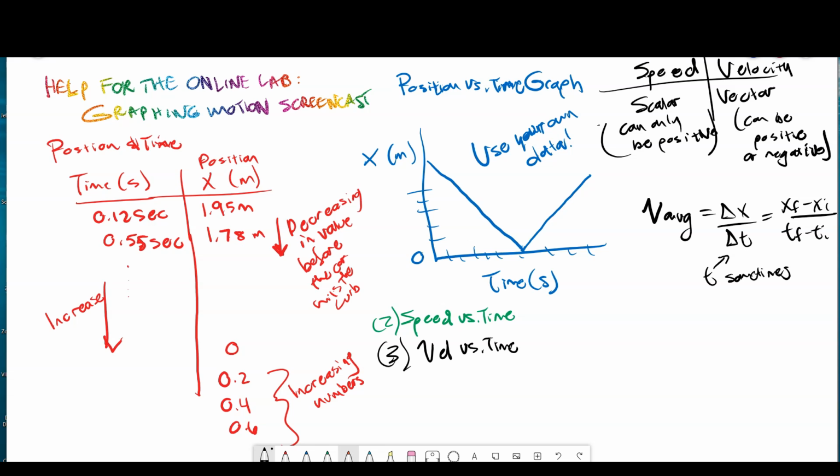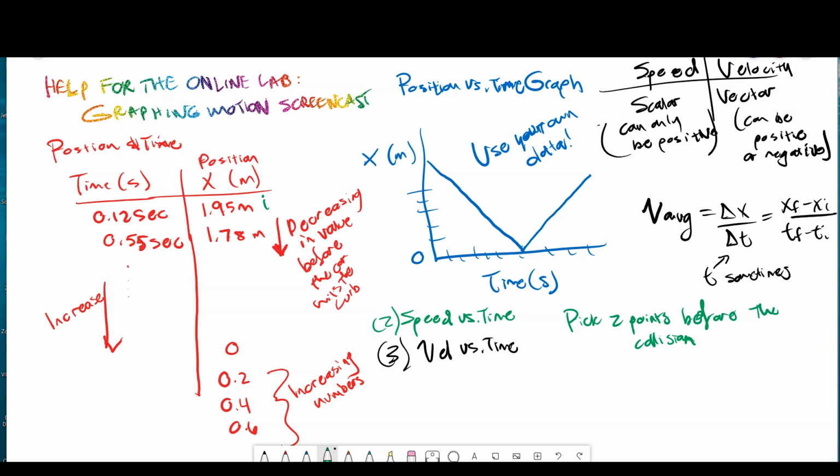The very first one that I'm asking you to do is a speed versus time graph. Now, how do we do a calculation? We want to do a calculation before the collision. So you're going to pick 2 points before the collision. I only have 2 points written in here.